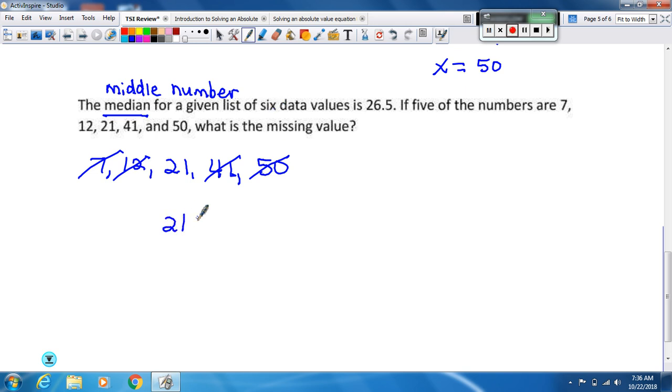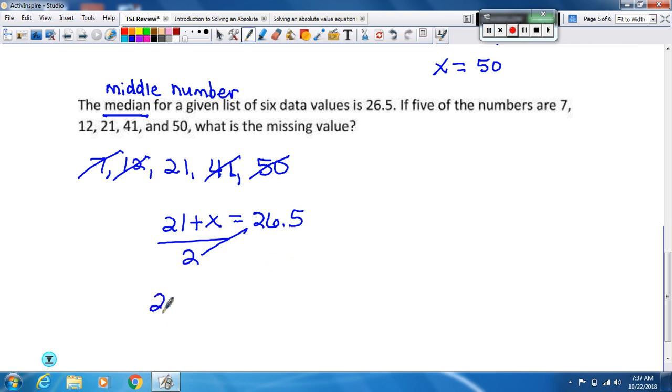So you have to say 21 plus something, because something's going to have to be next to that, and then you have to divide by 2, because anytime you have a median and you have 2 numbers in the middle, you have to divide by 2. You have to find the average of them. So that equals 26.5. So what I'm going to do is go ahead and cross multiply, but there's nothing over here to multiply by.